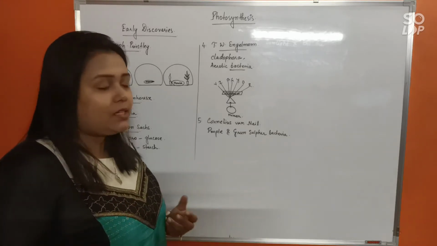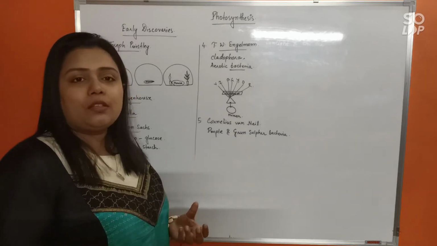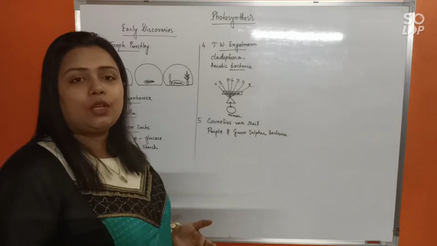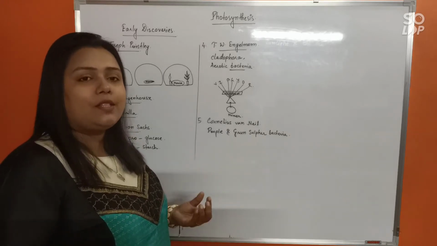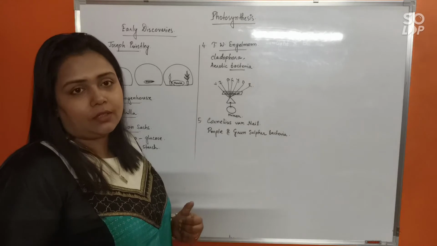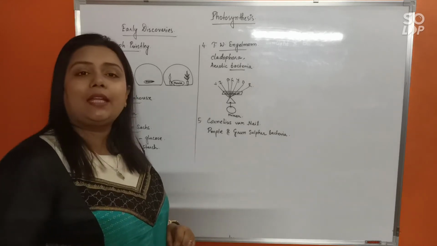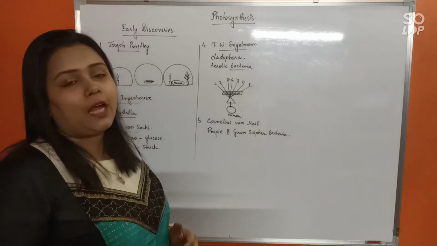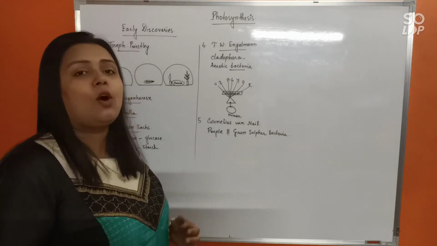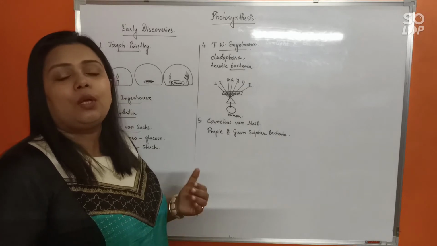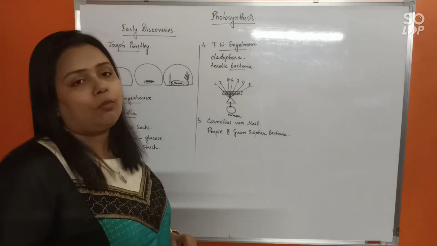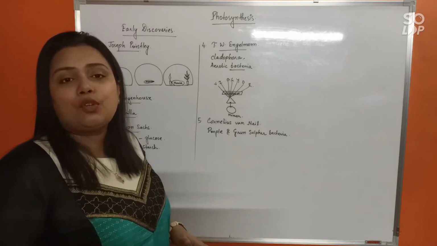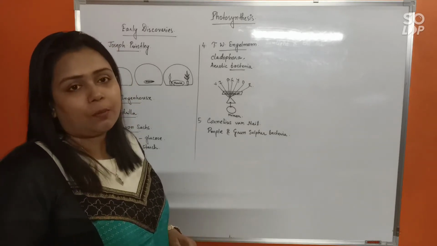He used these bacteria to finally resolve a long-running debate. A group of scientists believed that the oxygen that is released during photosynthesis arises from carbon dioxide. But Cornelius Van Niel, by his experiments with purple and green sulfur bacteria, proved that no, during photosynthesis, the oxygen that is released arises from water, not from carbon dioxide. So that was a very important discovery that resolved all the debates related to this topic.